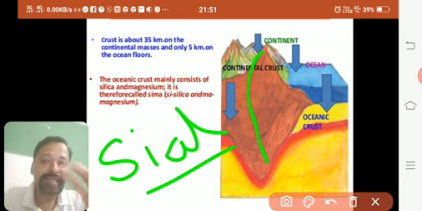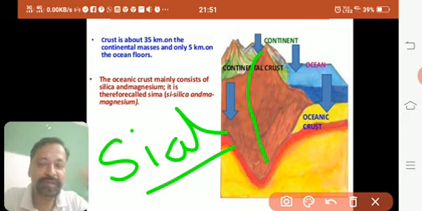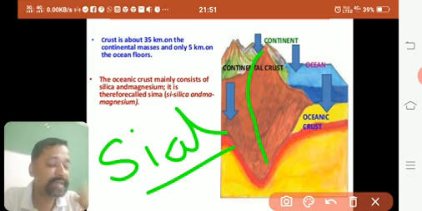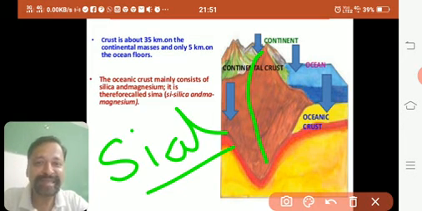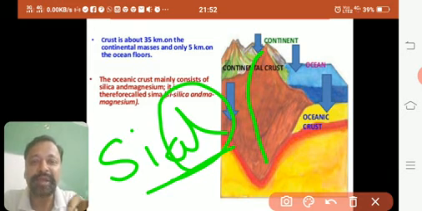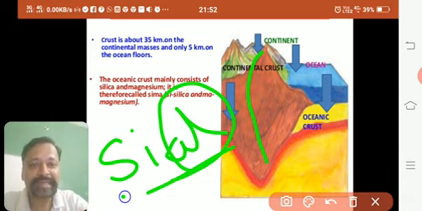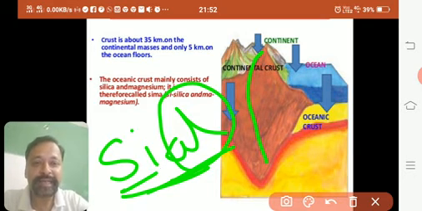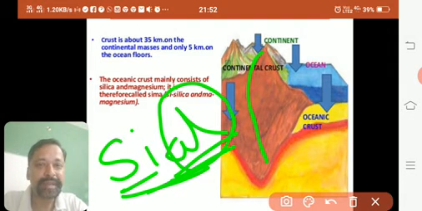SIMA, silicon, magnesium. Silica and magnesium. Silicon is also a part of silica. Silica and aluminium. Sorry, I gave the answer. Silica and magnesium, so SIMA. Now here you find aluminium, or we say alumina. So it is called Sial. Continental crust is called Sial because Si is for silica, Al for aluminium, or you say alumina actually, not aluminium, alumina.